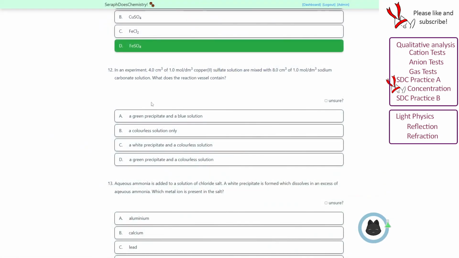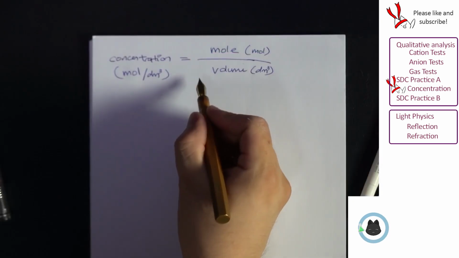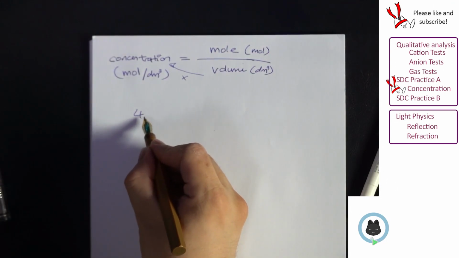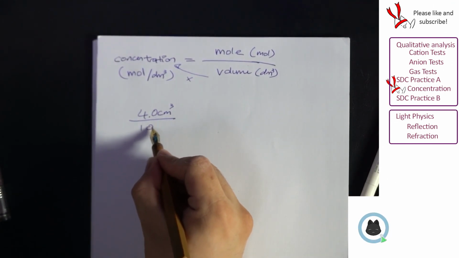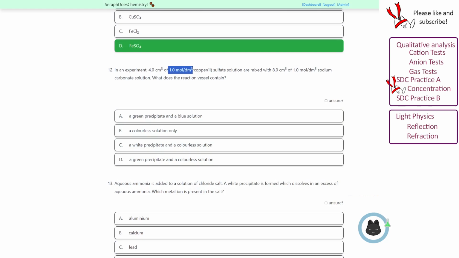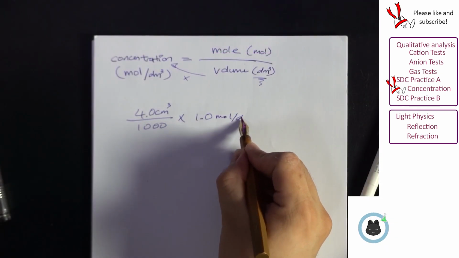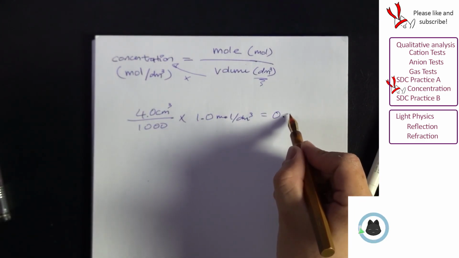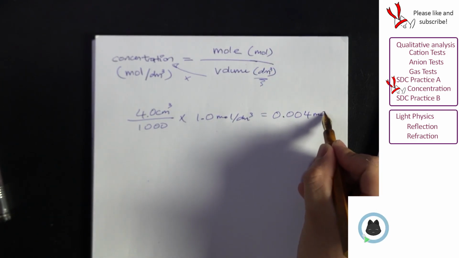So in this case, we see that the copper sulfate, so this is the volume, this is the concentration. So we take the volume times concentration, you get the mole. So in this case, volume is 4 cm cube. We have to divide 1000 to become dm cube because the thing has to be in dm. Multiply by 1 mole per dm cube. So if I press calculator, 4 divide 1000 times 1, then you get 0.004 moles. Okay?